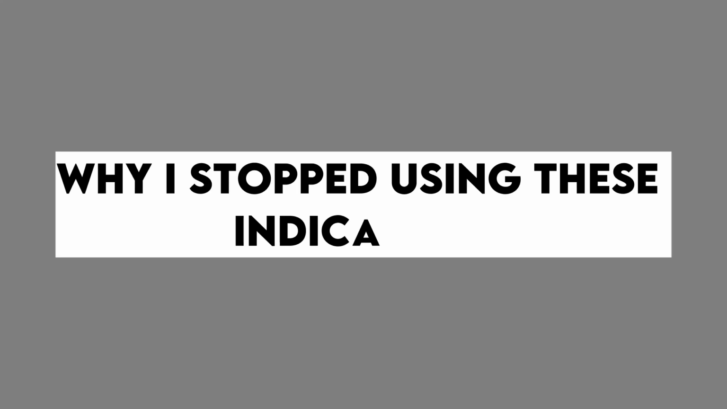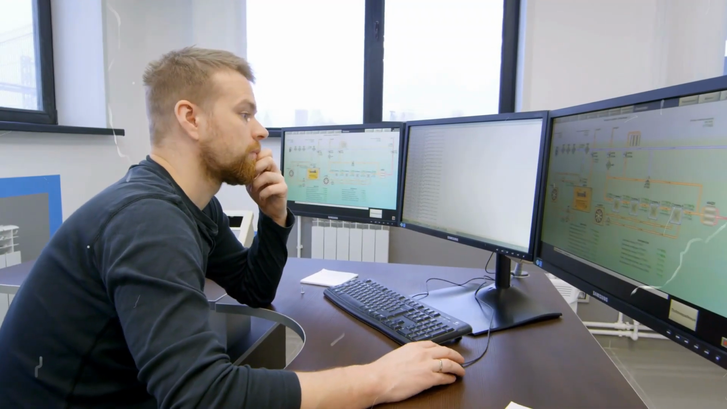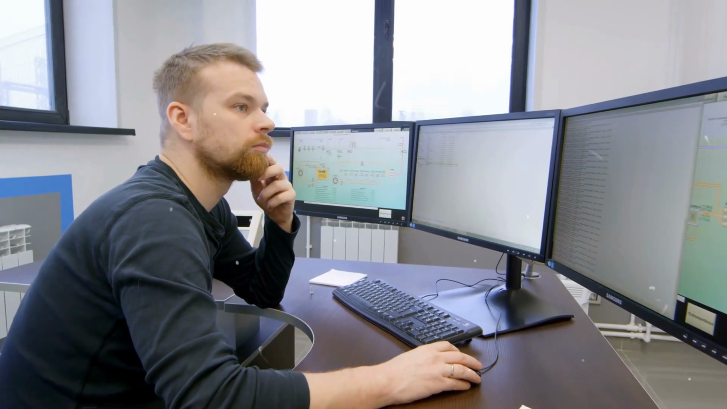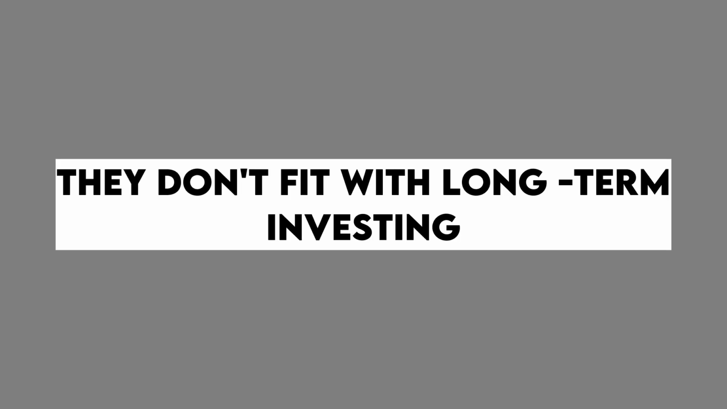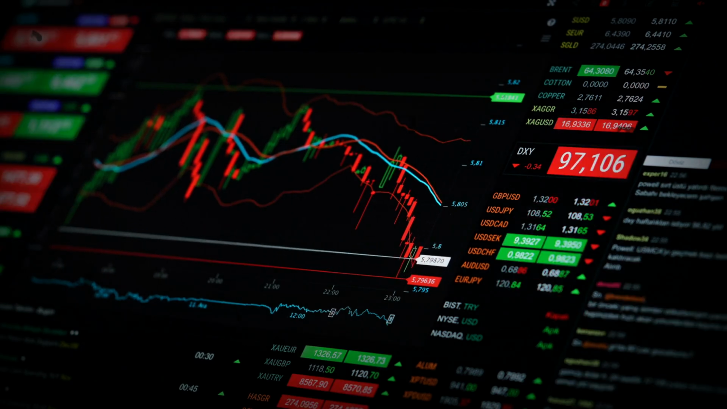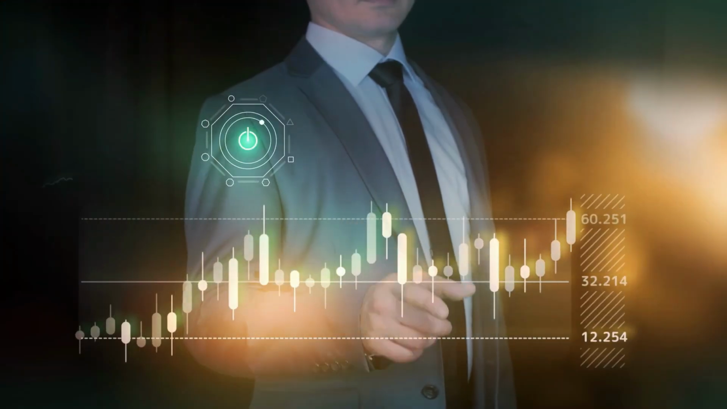Why I stopped using these indicators. So now that you know how these indicators work, here's the important part. Why I stopped using them. They don't fit with long-term investing. The main reason I stopped using these technical indicators is that they don't really fit with my long-term investing strategy.